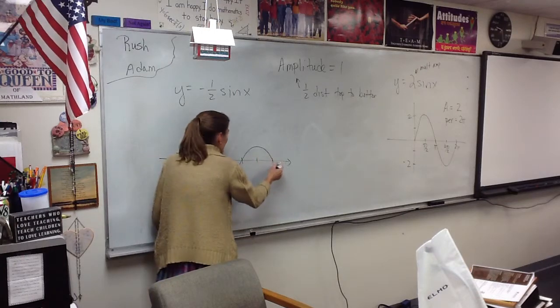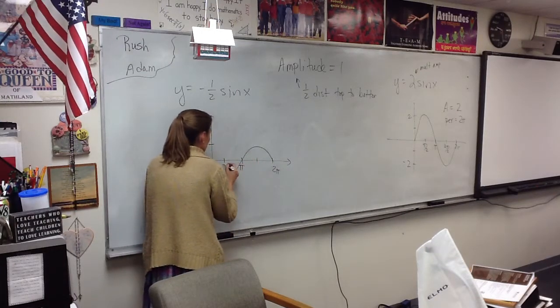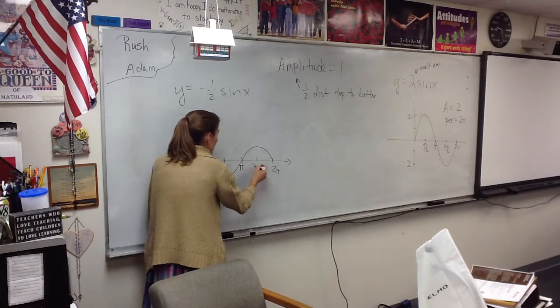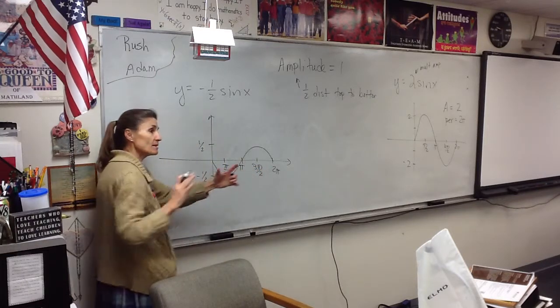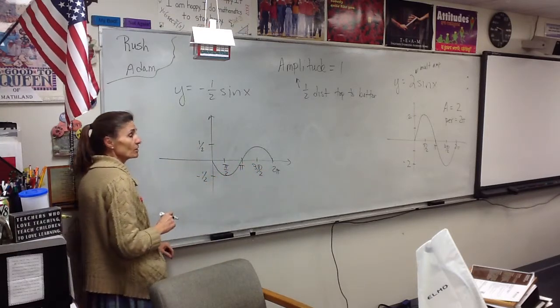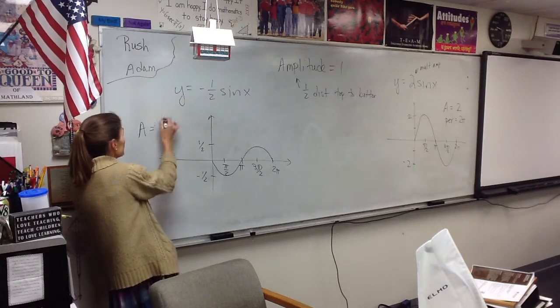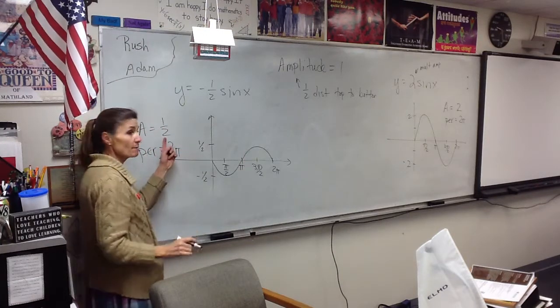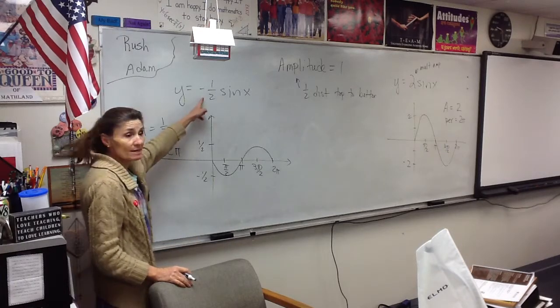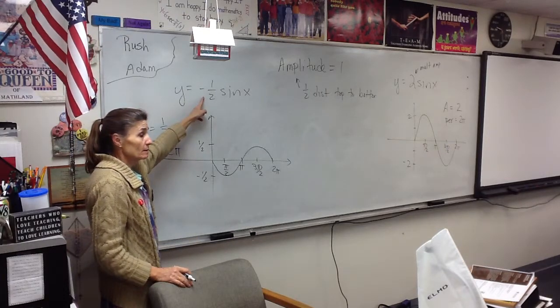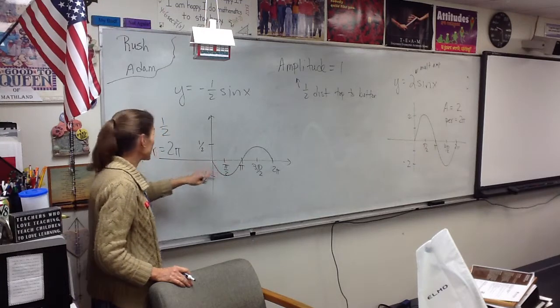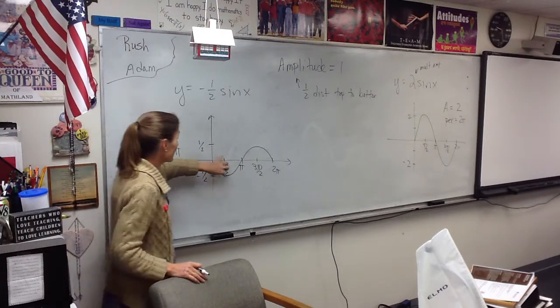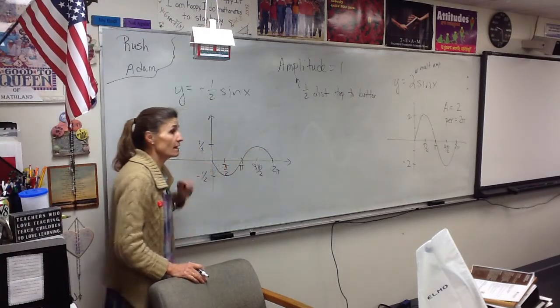These are not going to change because you haven't done anything to your period. You haven't affected the horizontal, you've only affected the vertical. So we would say our amplitude is 1/2 and our period is still 2 pi. Notice my amplitude is 1/2, not negative 1/2. The negative turned it upside down, but the amplitude is still 1/2. The height of the waves is still 1/2.